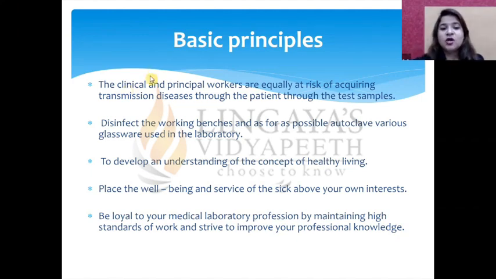Let's understand this. So the clinical and principal workers are equally at risk of acquiring transmission diseases through the patient, through the test samples. So as I told you, the medical laboratory technician or technologist are at high risk of getting the infection. So why are they at high risk? Because we are continuously dealing with the samples, the bodily fluids of the persons, and we never know which one is highly infectious, which person's blood can have the HIV infection, which person's blood can have HCV infection. You are not able to tell this with the blood sample only. All right. So we are at risk of acquiring transmission diseases.